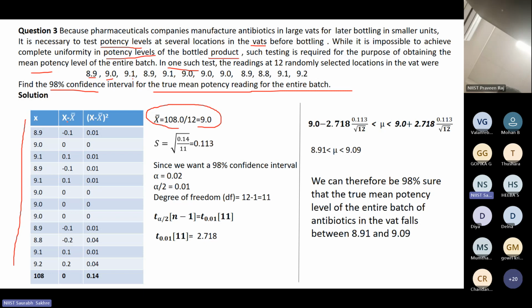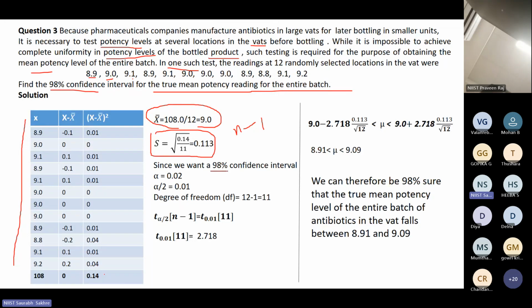Then we will calculate the term x minus x bar, then x minus x bar squared, and we will find the standard deviation, 0.14, divided by the total number of samples, 11. Actually it is 12, but in the denominator we take n minus 1, so 12 minus 1 is 11. So it is 0.113.